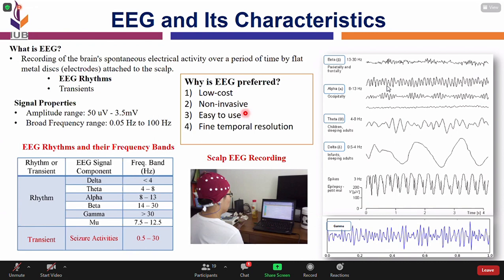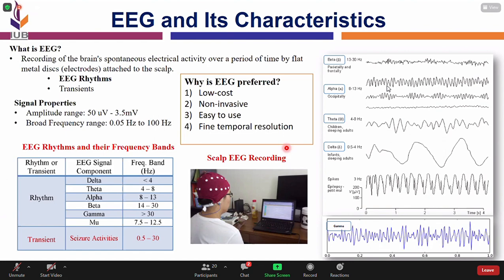The reason why EEG is very preferred over any other brain recording technique is that it is non-invasive. This is the most important part, and it is usually low cost compared to an MRI machine. It is easy to use, easy to handle, and it has relatively fine temporal resolution.